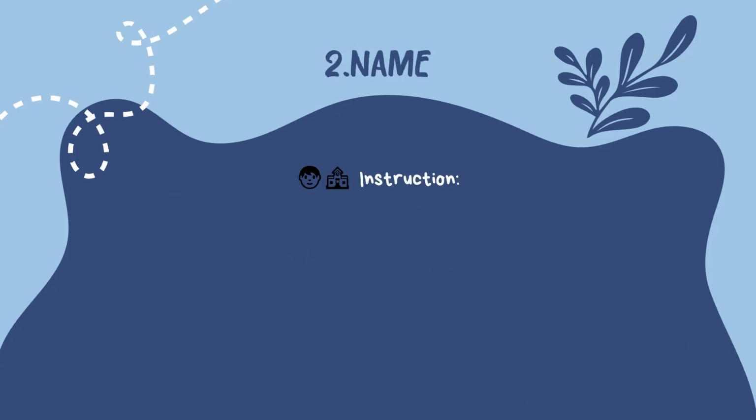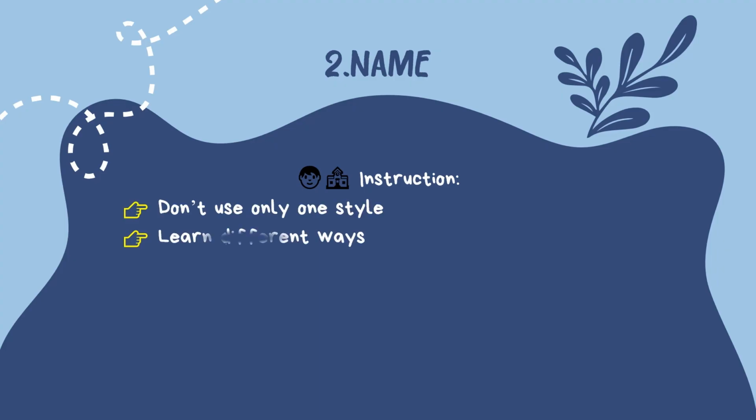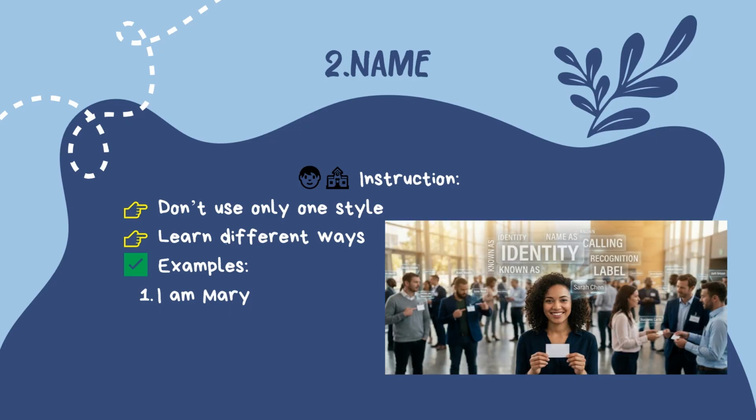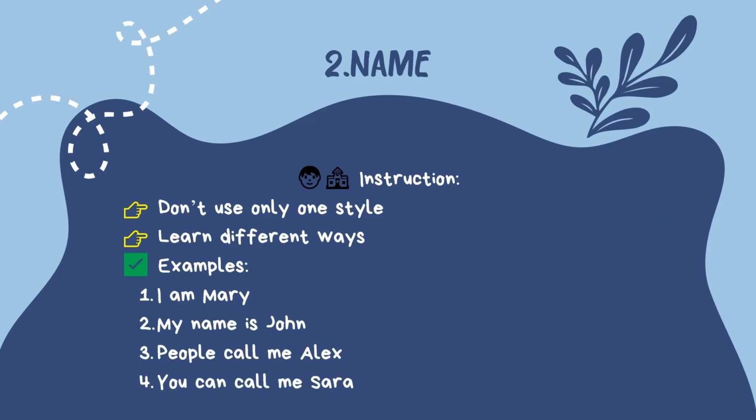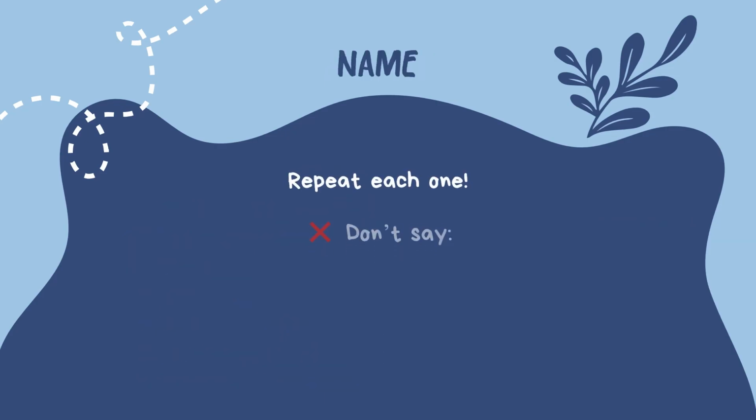Your name. Don't use only one style. Learn different ways. Examples: I am Mary. My name is John. People call me Alex. You can call me Sarah. Repeat each one.